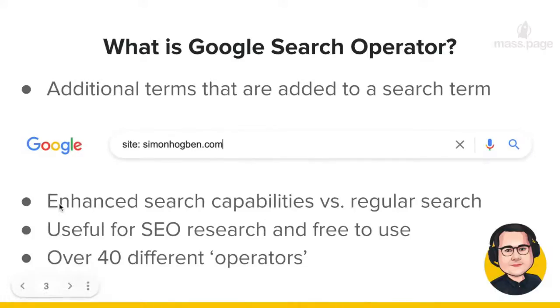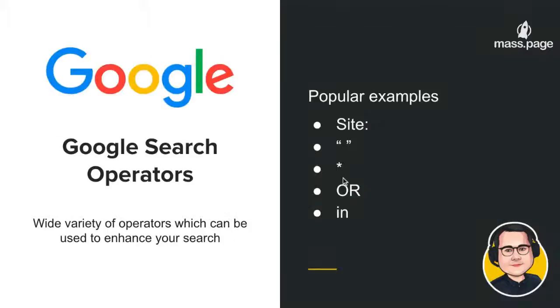Basically, these search operators are terms you can add into the search, into the mix, to give you enhanced capabilities, more specific searches, and they're very useful for your own use, but also for SEO. And what I hadn't realized until very recently is actually there are over 40 different of these operator terms. I'm going to go through some of those that I think are particularly useful from an SEO perspective. Okay, so there's loads of different ones.